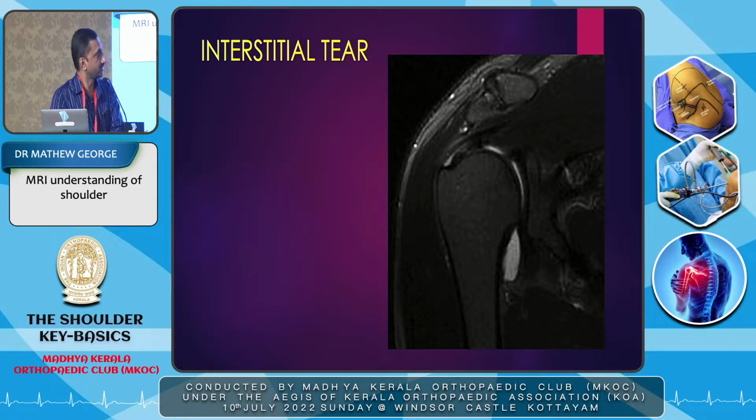Interstitial tears. When you have intact bursal and articular surfaces, but you see fluid signal or a tear in between the two, that's called an interstitial or intrasubstance tear. And sometimes, as I said previously, it can actually extend all the way into the muscle. So this is how you'd see an interstitial tear.